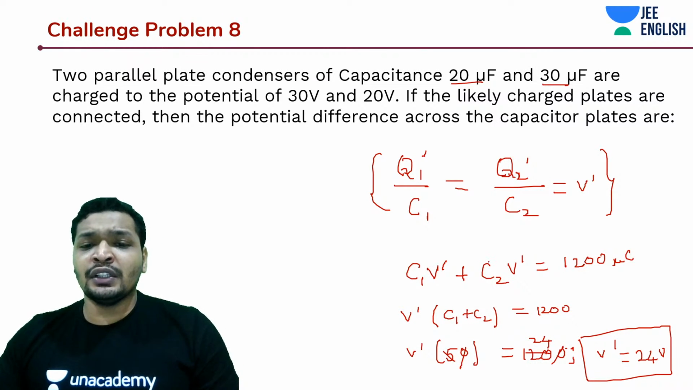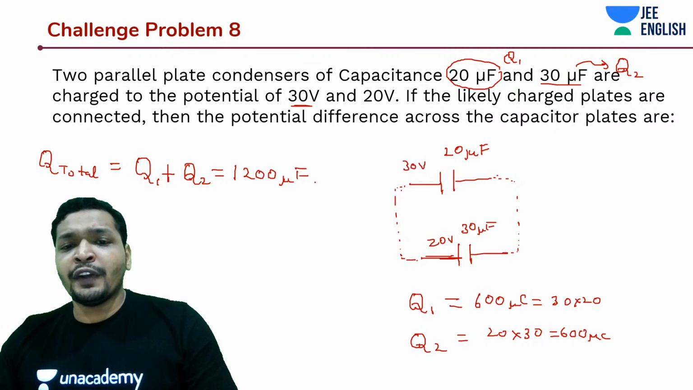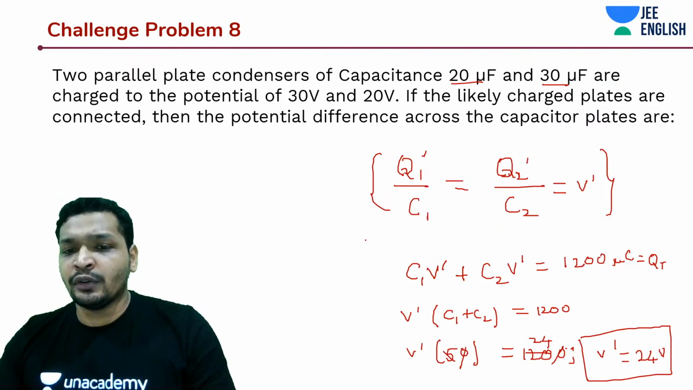So what did we do? We actually did this equal to Q total. I'll just once again complete this, and then I'll come to that point. You're going to find the charges on each plate, equate the charges, and find the potential.